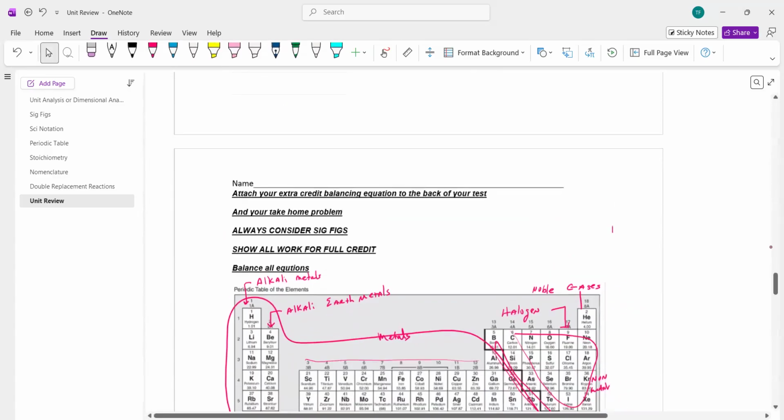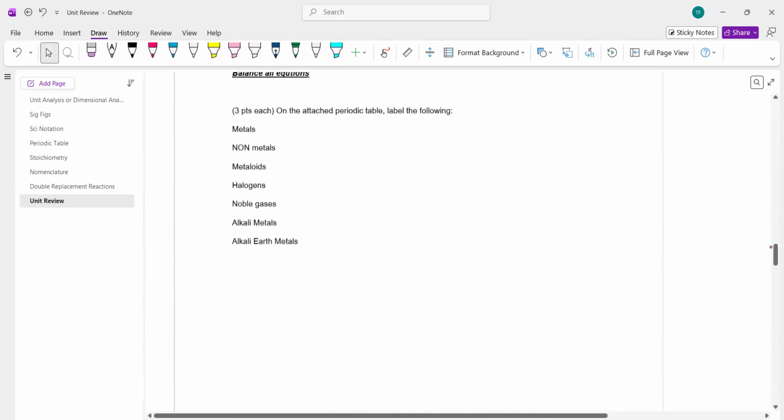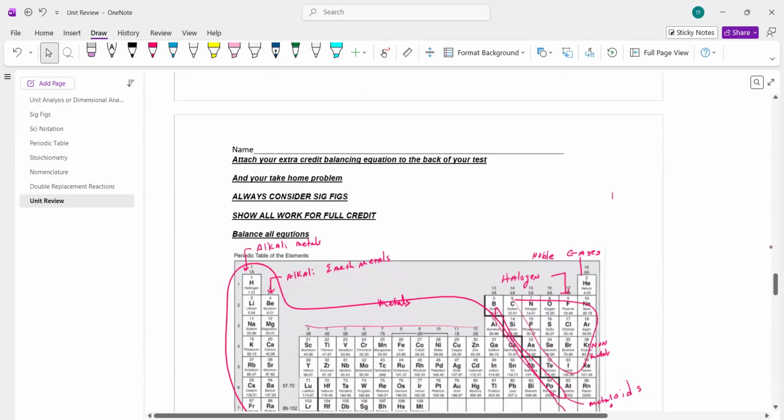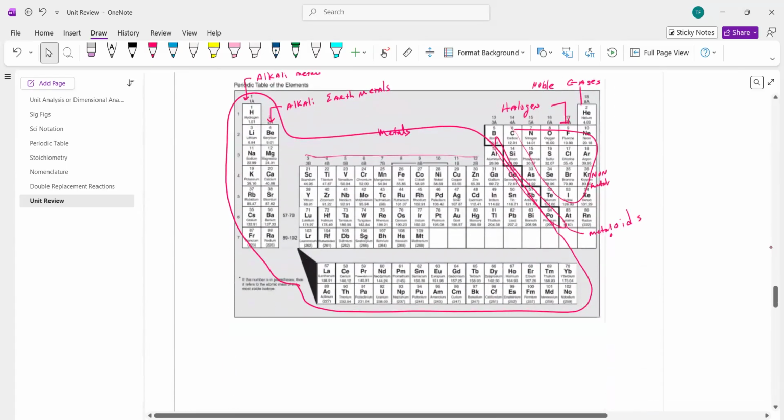Now, some people, when they put metals, they write all the metals down. You may do that, it's just a lot of work, or you can circle them on the periodic table. I'd recommend the latter.